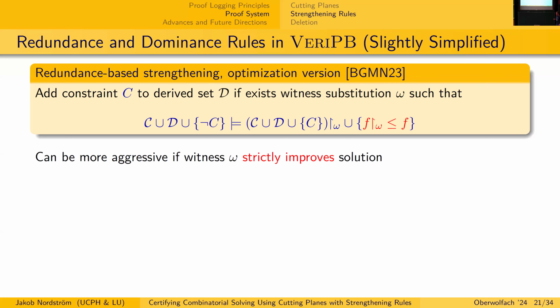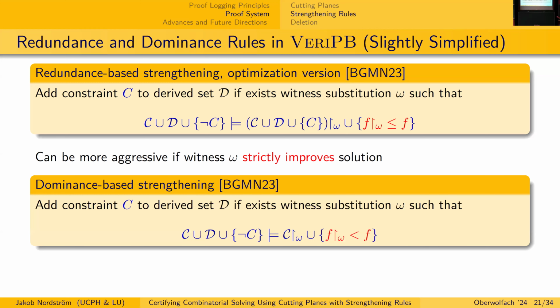Okay. But interestingly, once I've phrased the rule this way, suppose that I have an objective and the witness omega strictly improves it. Then I can actually be more aggressive and I can allow a dominance-based rule, which says that if I can find a witness such that the core set union the derived set union the negation of what I want to derive, it's sufficient to prove that this implies the core set under omega and that it decreases the objective strictly. Then it's sound, or at least it does not change satisfiability, or it doesn't worsen the objective value to add the constraint C.